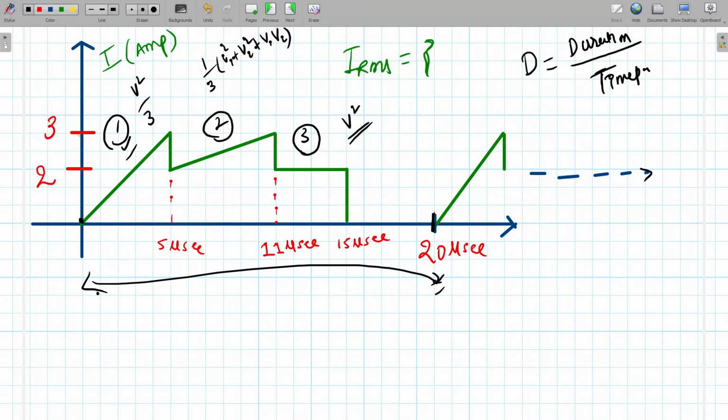Already here, the point I have marked, this minimum is 2 and maximum is 3. So this line is also 2. Is it clear? Okay. You can calculate the final RMS value of this waveform.